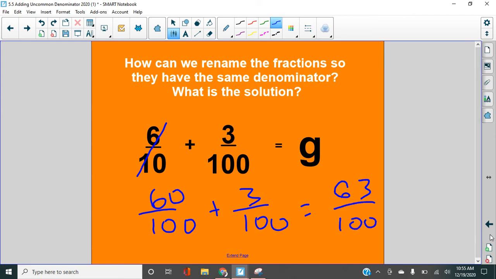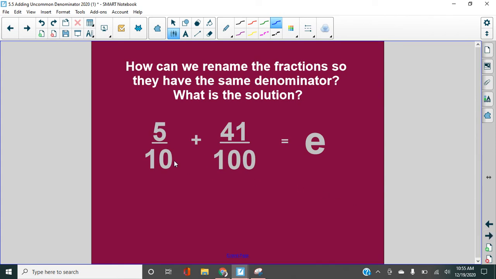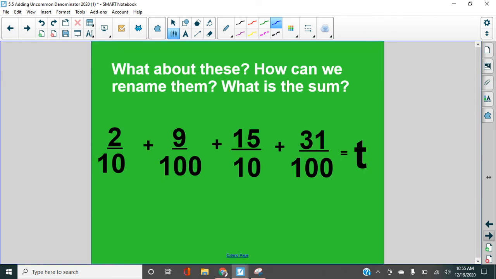Once you have the hang of this, I think that you'll do pretty well here. All right, 5/10. How many hundredths? What could we make this? 50/100 plus 41/100. And what's the answer here? It is 91/100. See, we can't add apples plus oranges, but we can add apples plus apples. All right. Whoa, look at all of this. Well, let's see. This one's hundredths and this one's hundredths, so we're just going to keep those the same.